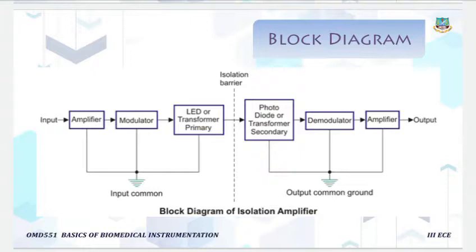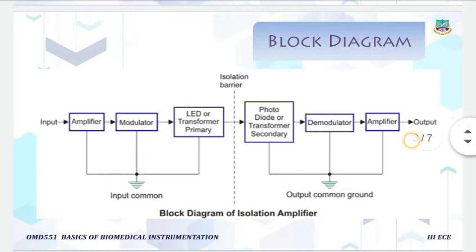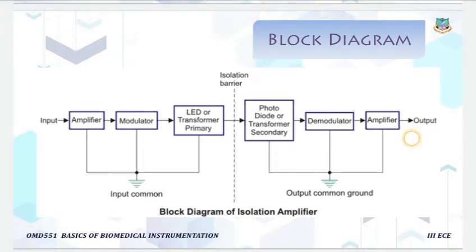The modulator is mainly used in the transmission of signals. If you want to transmit a signal over a long distance, we need a modulator, which mixes the signal with a carrier signal. Here we are using an isolation barrier. For this isolation barrier we use either optic fiber or a transformer.